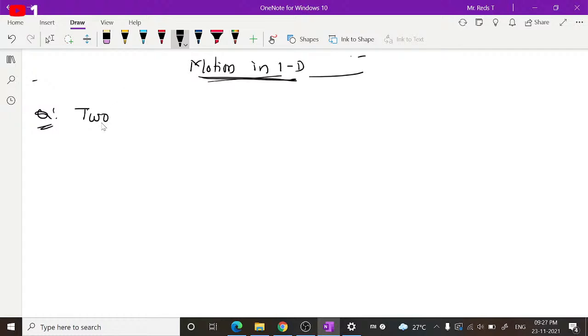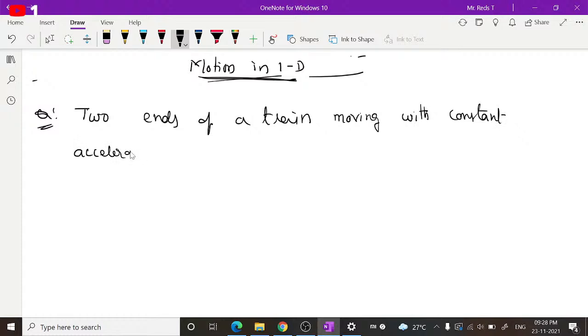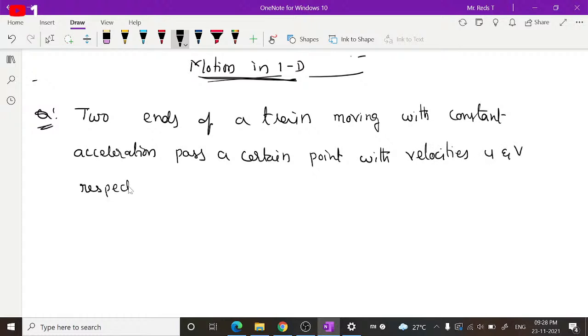Okay. So one of the questions we're discussing is: the two ends of a train, moving with constant acceleration, pass a certain point with velocities u and v respectively.